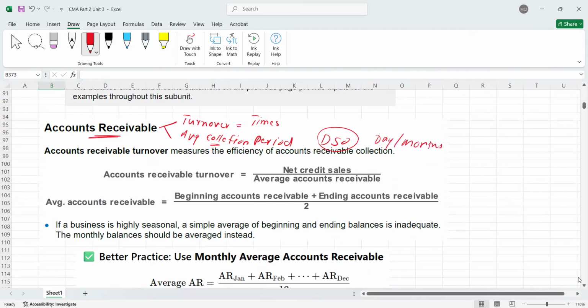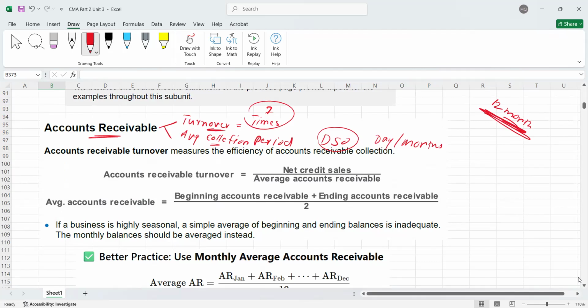Now the question is, what do we mean by turnover? Turnover simply measures the efficiency of account receivable collection. So what does it mean? It means turnover implies how many times we converted our receivables into cash in a given period. For example, if the given period is 12 months, so 1 year. In 1 year, for example, the ratio answer is 7 times. It means in a 1 year period, 7 times we converted our receivables into cash.